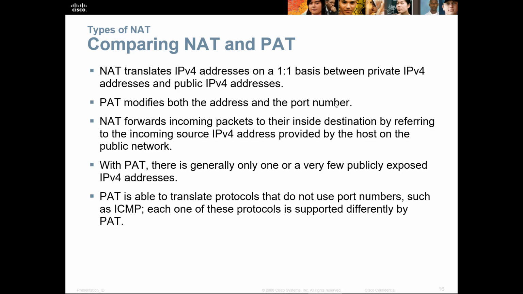So let's compare NAT and PAT. NAT translates IPv4 addresses on a one-to-one basis, where PAT does not. PAT modifies both the port and address. NAT will forward incoming packets to the inside destination. PAT is normally overloading, so we have multiple addresses. PAT is able to translate protocols that do not use port numbers, such as ICMP. All of these are randomized ports.